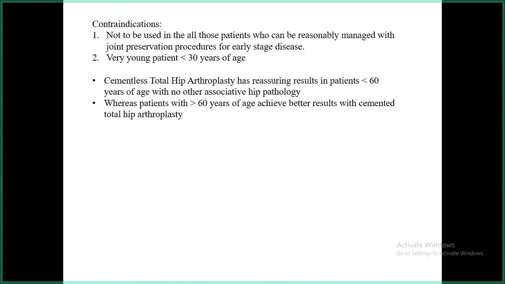Contraindication: not to be used in all those patients who can be reasonably managed with joint preservation procedure for early stage disease, and very young patients less than 30 years of age. Cementless total hip arthroplasty has reassuring results in patients less than 60 years of age with no other associated hip pathology, whereas patients with more than 60 years of age achieve better results with cemented total hip arthroplasty.